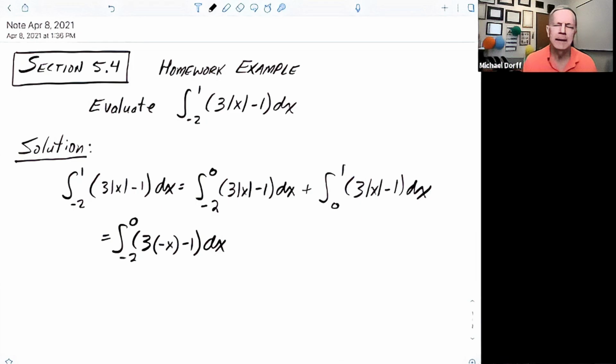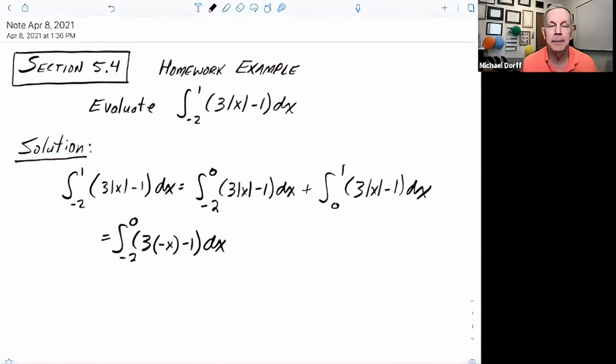Now, don't make the mistake of thinking -x is a negative number. It's not. What's important is to realize that x is a negative number because it's between -2 and 0. And when I have a negative sign in front of that number, the two negatives cancel each other out, and now x becomes a positive number. And so it's equated to the absolute value of x.